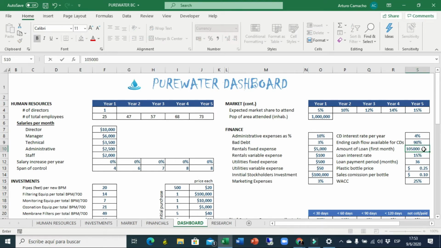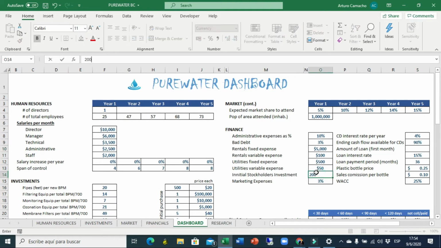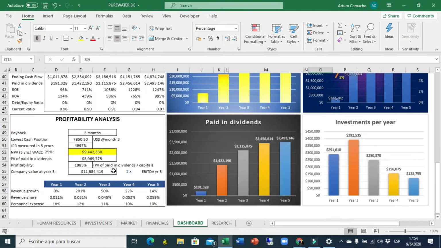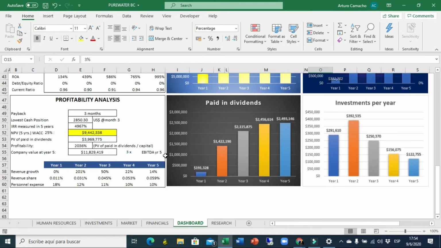Of course, you could ask the investors right here instead of asking the bank. You could do that, for example. Instead of 100,000, you ask for 200,000, and you don't have any more negative values. Actually, you are over $708,000. So you could ask for 195,000 to have a rounded value, and still be positive in the lowest cash position. I think this is all right.